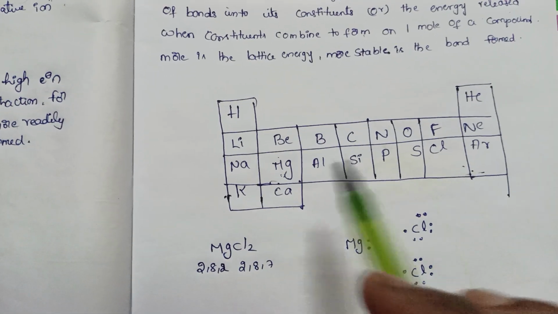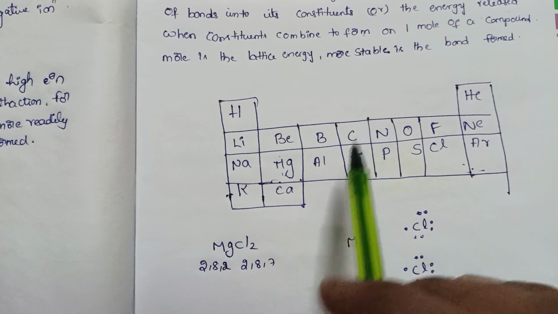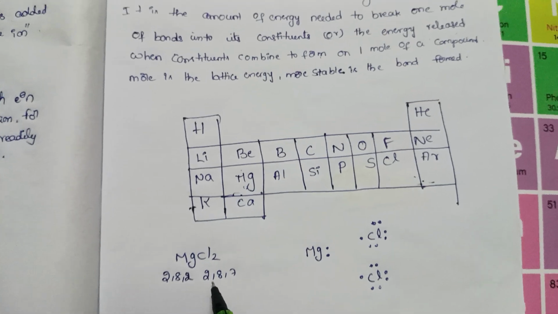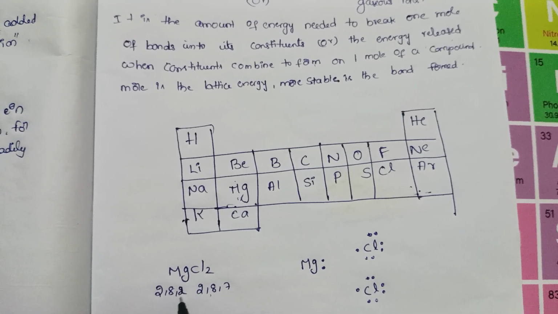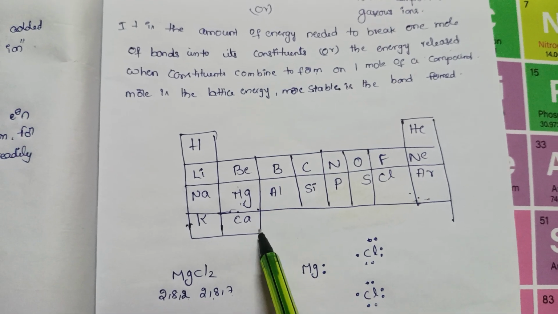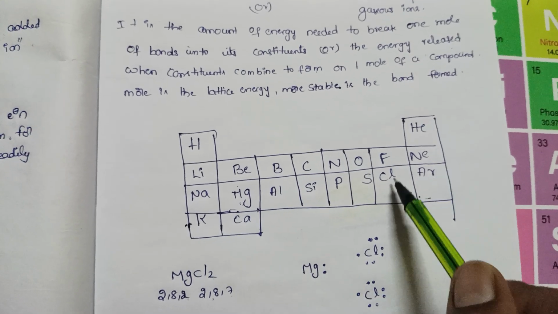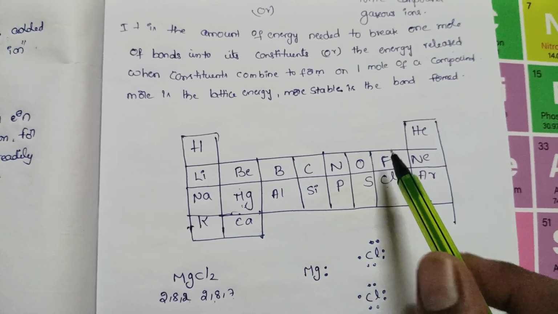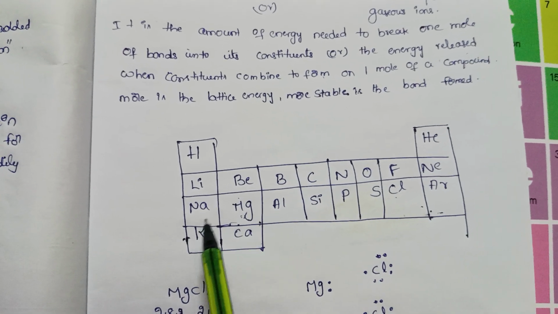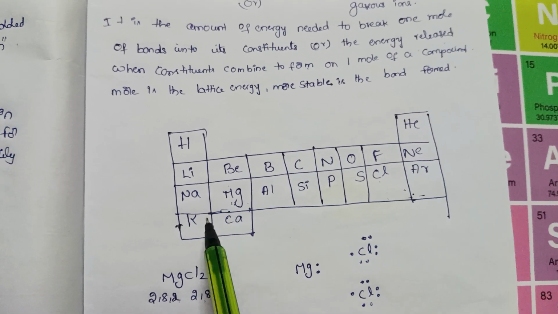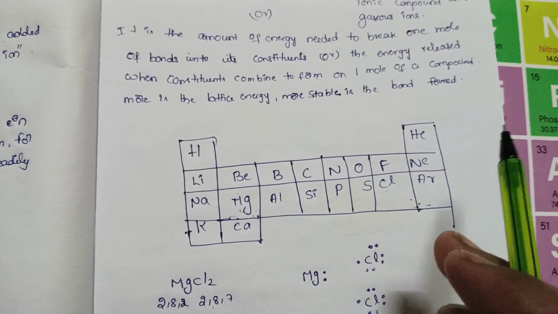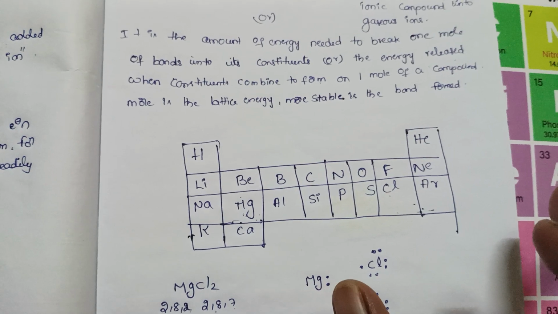I will take one example to explain all these parameters. See, MgCl2: magnesium has 2 electrons in the outermost orbital, chlorine has 7 electrons in the outermost orbital. Magnesium belongs to the second group and chlorine to the 17th group. Ionization energy, electron affinity and lattice energy are the parameters favorable for the formation of ionic bond.